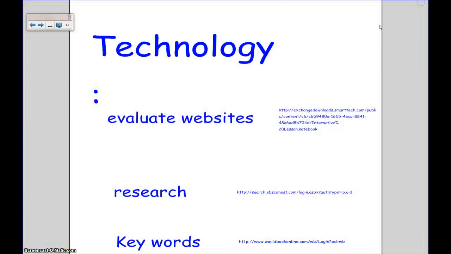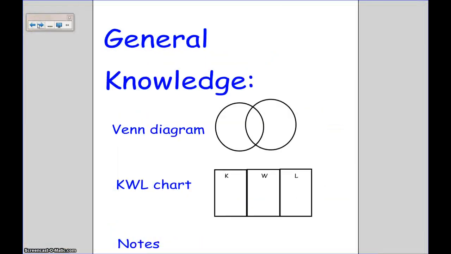Let's see, we have just a few more things. If we go ahead here, general knowledge, you can always just use it as a giant chalkboard, but the children can write on it, and then you can save their work and show it to them next time, or save it for the next year or for another class. You can make Venn diagrams and KWL charts. You can always write notes.